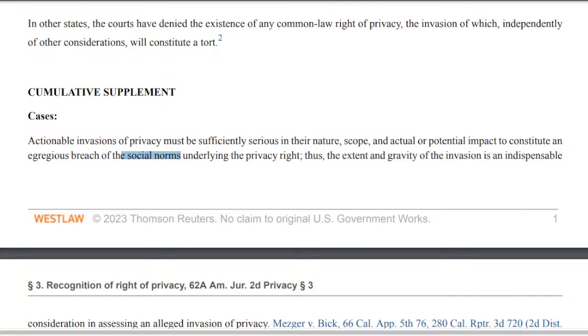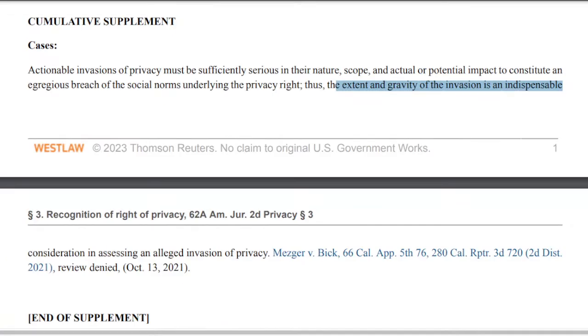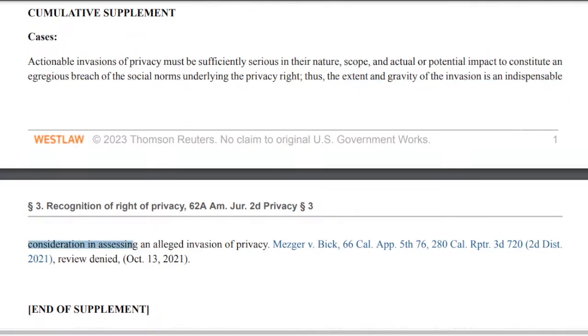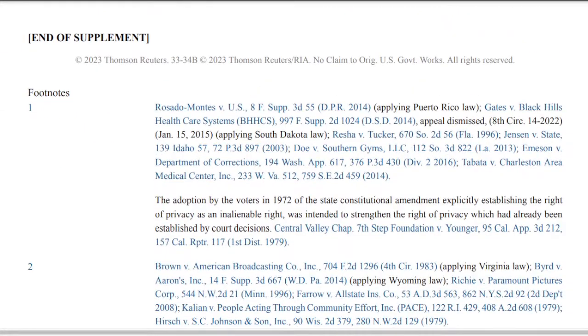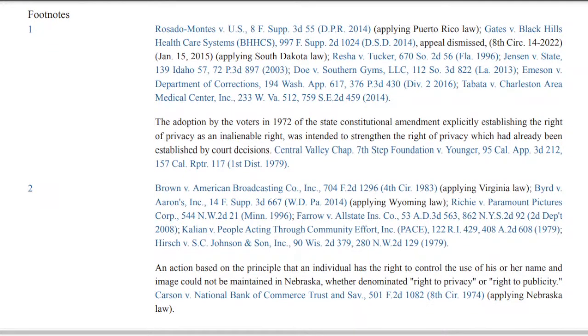So we've got to establish what social norms underlie the privacy right. Thus, the extent and gravity of the invasion is an indispensable consideration in assessing an alleged invasion of privacy. So it's the extent and gravity of the invasion. That's the most important, or it's an indispensable area to consider when you're assessing any kind of invasion of privacy action. So let's look at the supplements here, or the footnotes to the supplement.